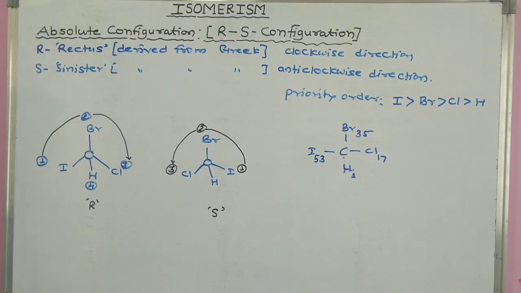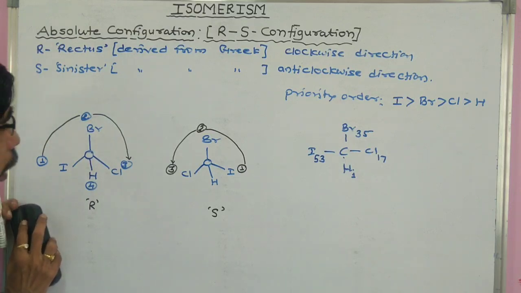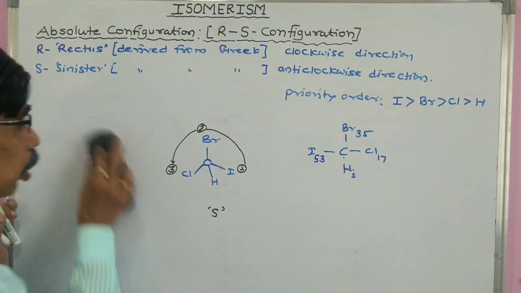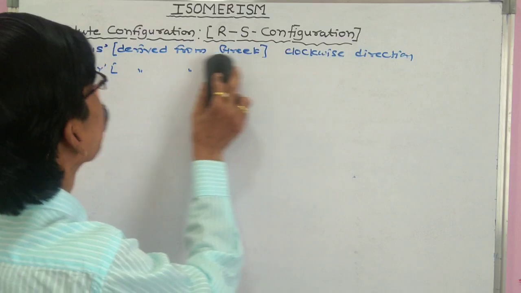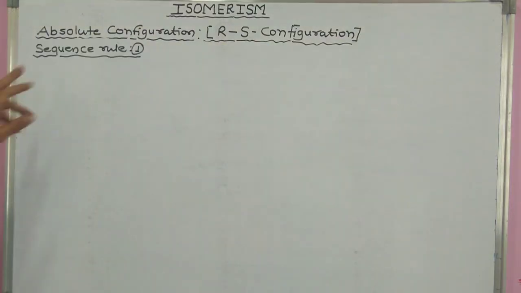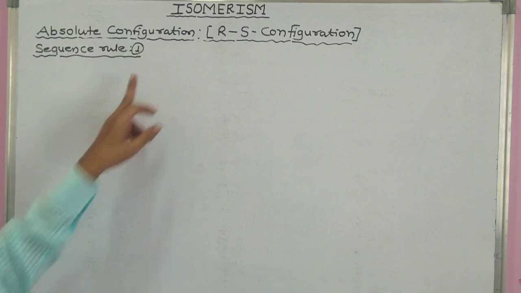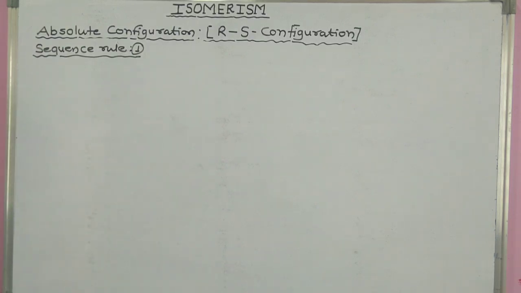For the determination of R and S configuration, there are sequence rules for determining priority order. So we will see the sequence rules now. Sequence rule number 1: when four different atoms are attached to the chiral carbon atom, then priority depends upon their atomic number.